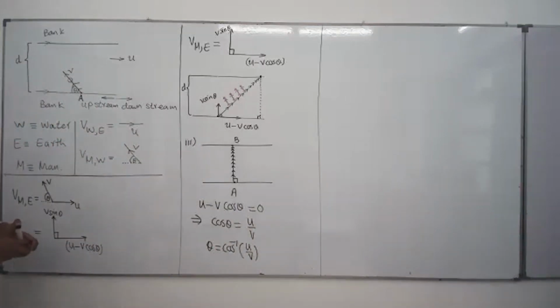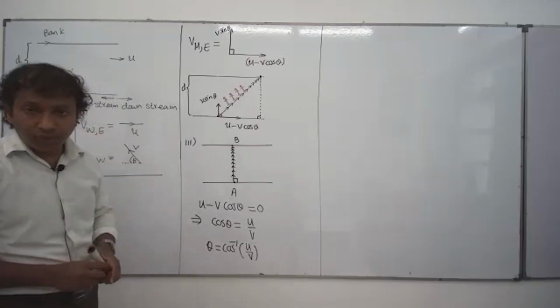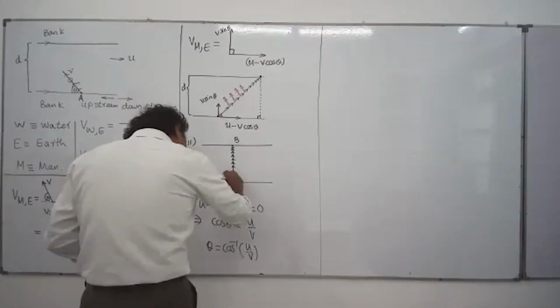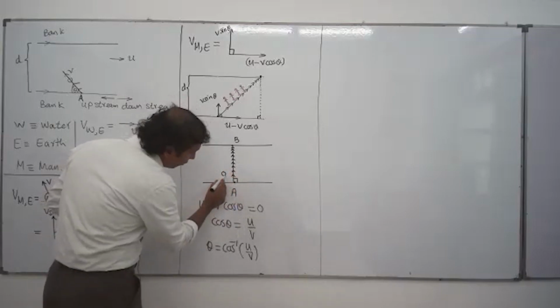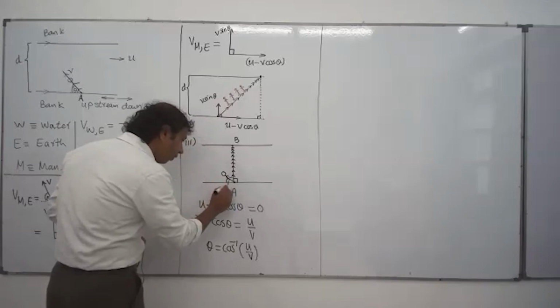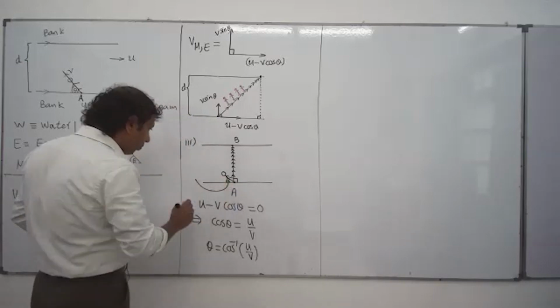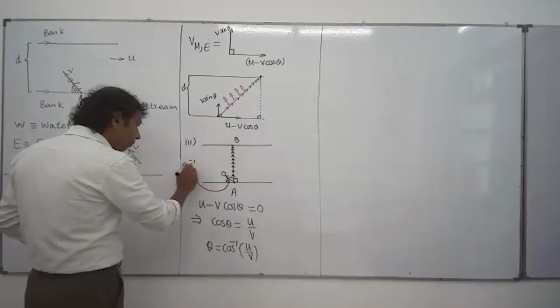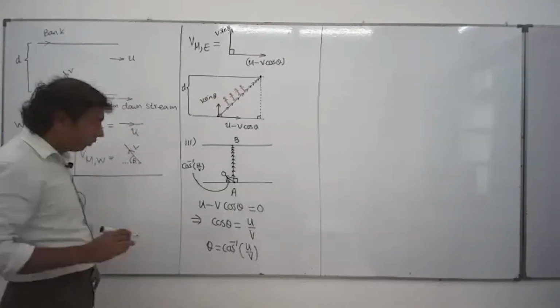What is theta? Theta is this angle. Then this man should point his body along a direction like this, so that this theta is cos inverse u upon v. Then the man should point his body this way. Man should point his body along this direction. What is this angle? This angle is cos inverse u upon v.